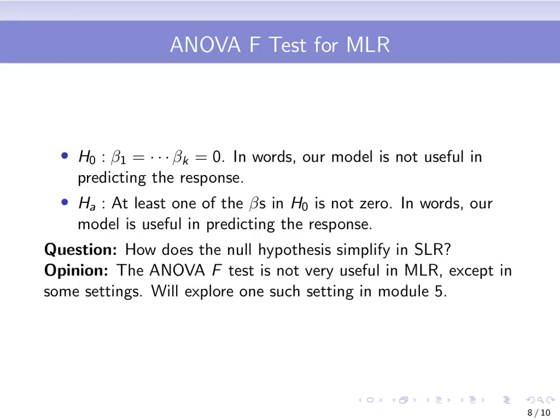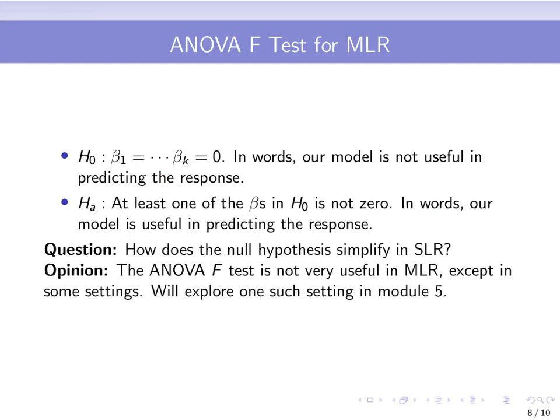Let's take a look at interpretation of some of the hypothesis tests in multiple linear regression. In the ANOVA F test, the null says all your slopes for all your predictors are 0. In words, our model is not useful in predicting the response, because if all the slopes are 0, your model is useless. The alternative says at least one of these is not 0, and in words, you could say your model is useful in predicting the response.